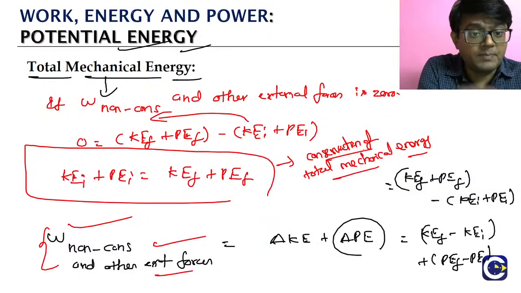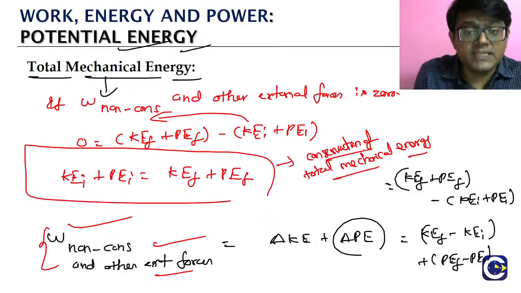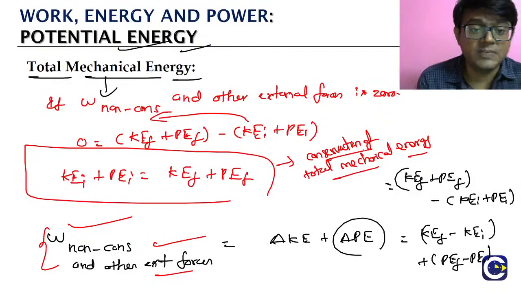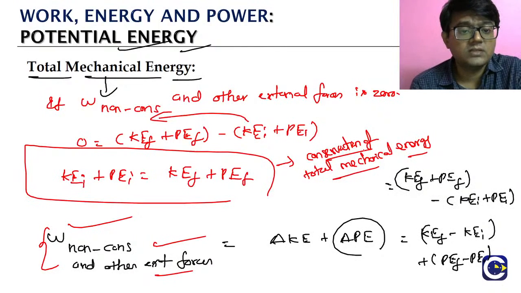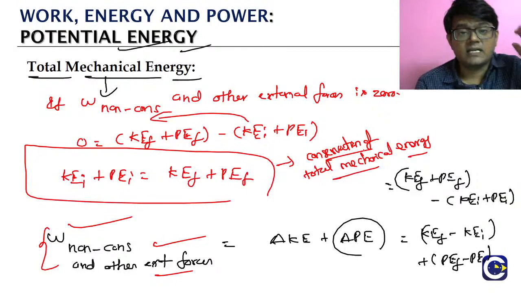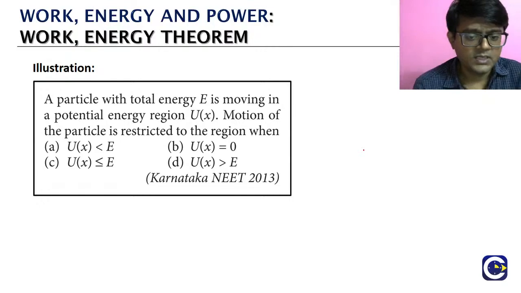Because we are going to see it in applications. When we go to the applications of the work energy theorem, we will see a lot of problems where we will be using this conservation of total mechanical energy principle. This is generally called the conservation of total mechanical energy principle. When can we use it? When the work done by the non-conservative forces and other external forces is zero, then we can use this result. Okay? So look at the next question.